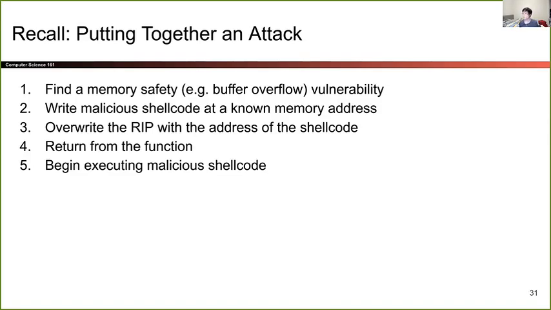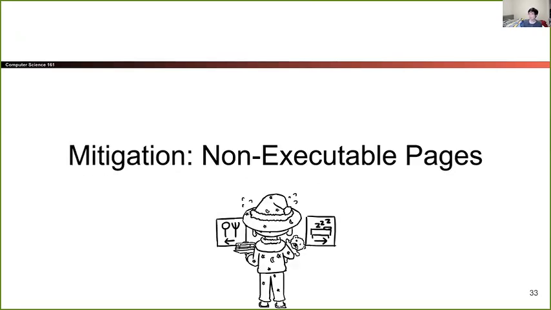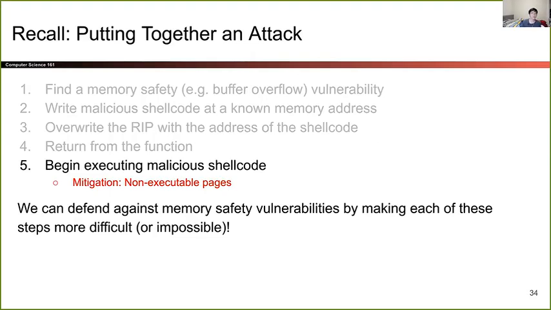What we're going to do is go through mitigations that basically attack each one of these steps. We're not going to go through one because the only way to stop finding vulnerabilities is to use a memory safe language. And we're not going to go through 4 because returning from a function is something that's going to happen anyway. Okay, the first one we're going to talk about is non-executable pages. So this one will stop step 5. This one stops the malicious shellcode in memory from actually executing.